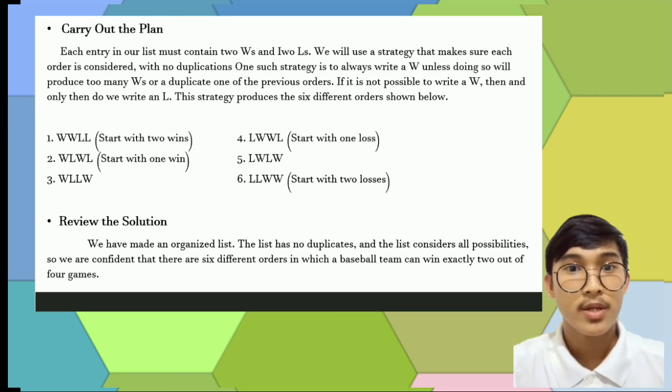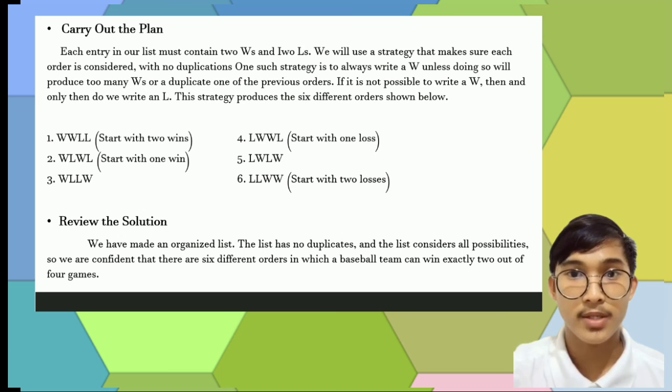So fourth, review the solution. We have made an organized list. The list has no duplicates and the list considers all possibilities. So we are confident that there are 6 different orders.